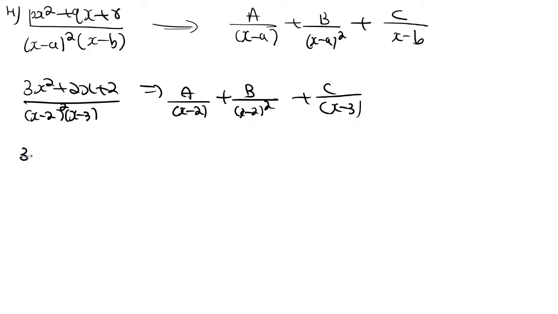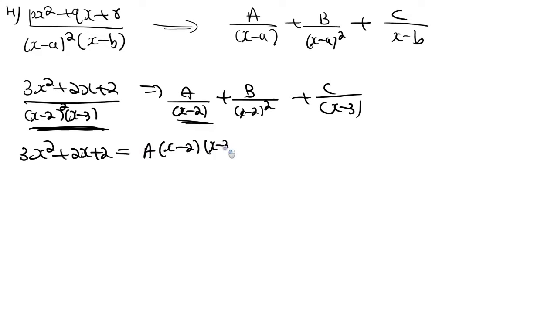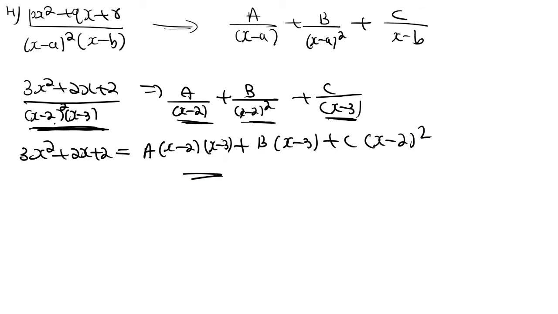You can simplify this as 3x square plus 2x plus 2 is equal to, observe here, (x minus 2) whole square into (x minus 3) is there, but A has the denominator x minus 2 only, right? So A into, we want one more x minus 2 into remaining term x minus 3 plus B into, see, (x minus 2) whole square already there. What is the remaining term then? x minus 3 plus C into x minus 3 is there. What is the remaining term? (x minus 2) whole square. Like this you can simplify.